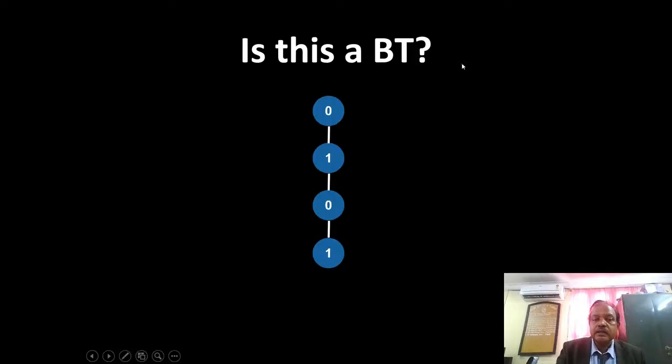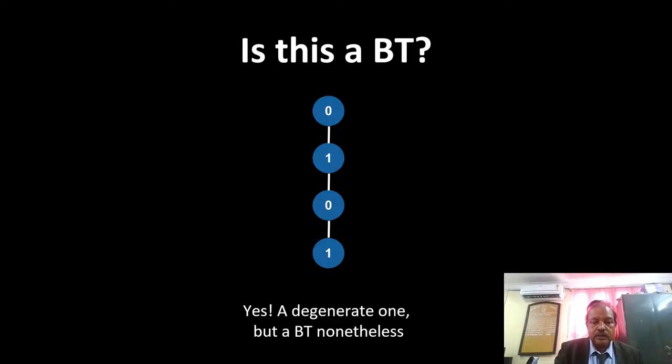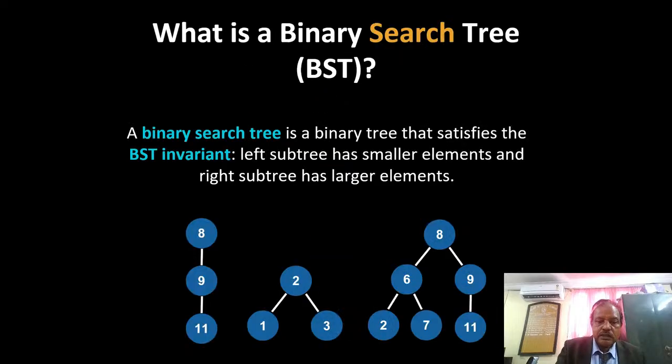Similarly, is this a binary tree? See, this is the root node, it has 1, less than 2. 1 has 1, it is also less than 2. 0 has 1, it is also less than 2. Yeah. So this is a purely binary tree. We don't have any problem. Yes, this is a degenerate one.